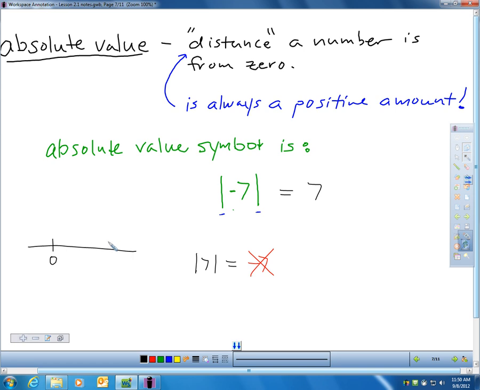So here's my number line. Here's 0. Here's 7. How far is this number away from 0? It's a distance. How far? Distance is positive. It's not negative 7 away from 0. It's just 7 away from 0. Absolute value is always a positive number.